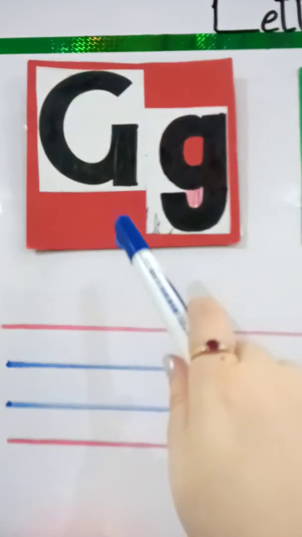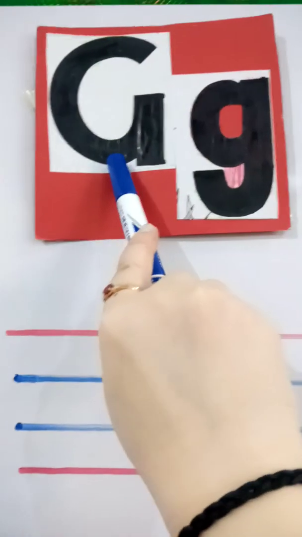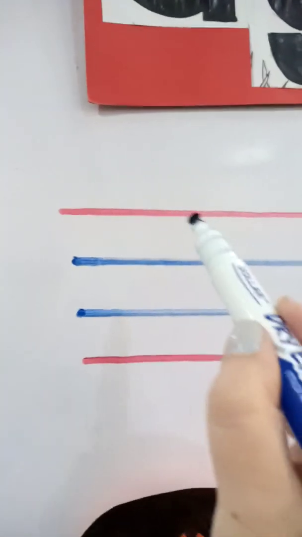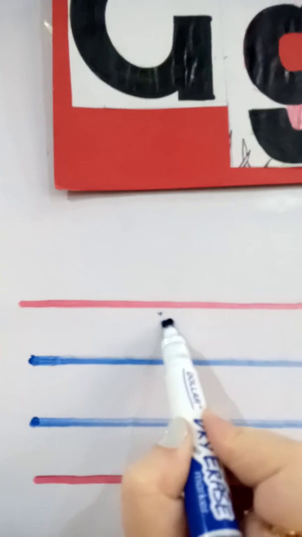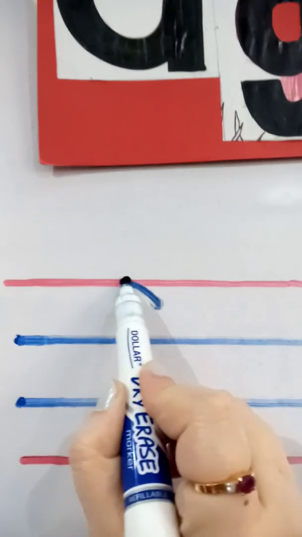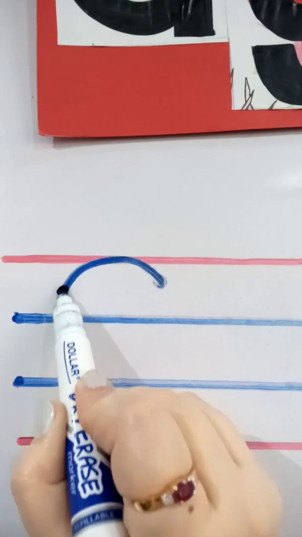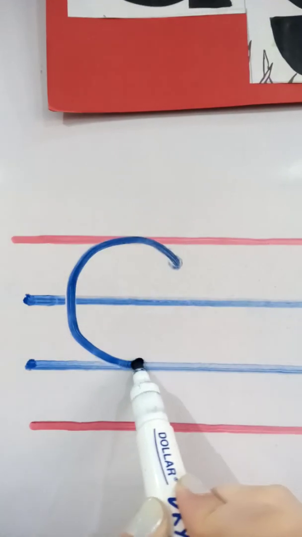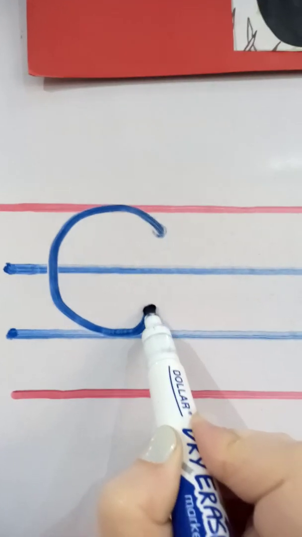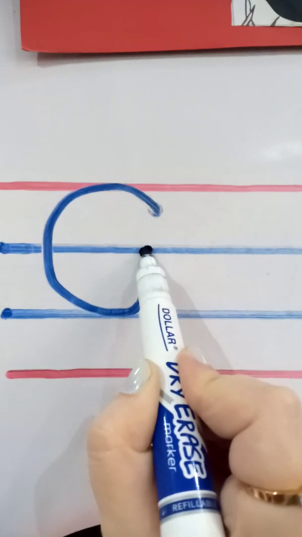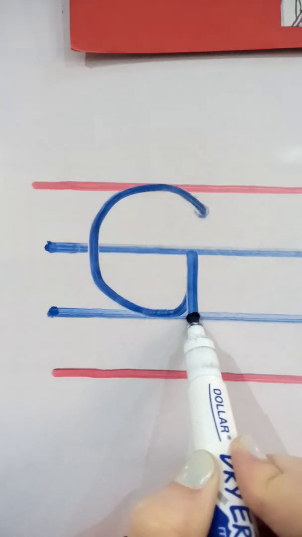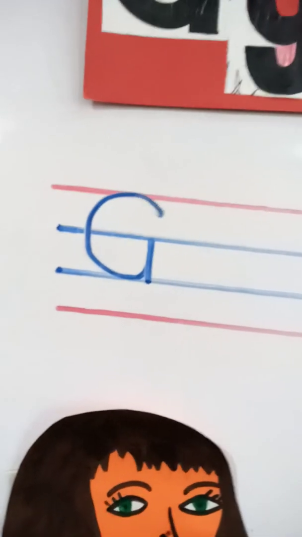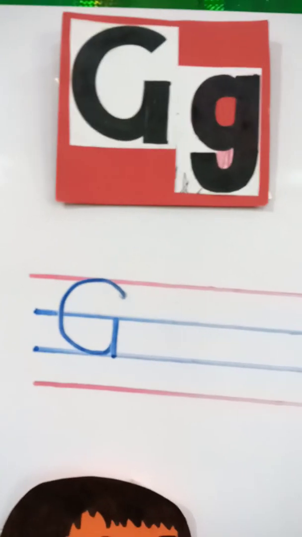Now we are going to write them one by one. First we are going to write the capital G and small g. So let's start with the capital G. I am using the blue marker for capital G. As you all know, all the capital letters are sky letters. So start a little below from the top line and touch the top line, do a big curve, go down, go around, and then go up and touch the second line, and then make a short straight line and come back to the third line. That is the capital G.